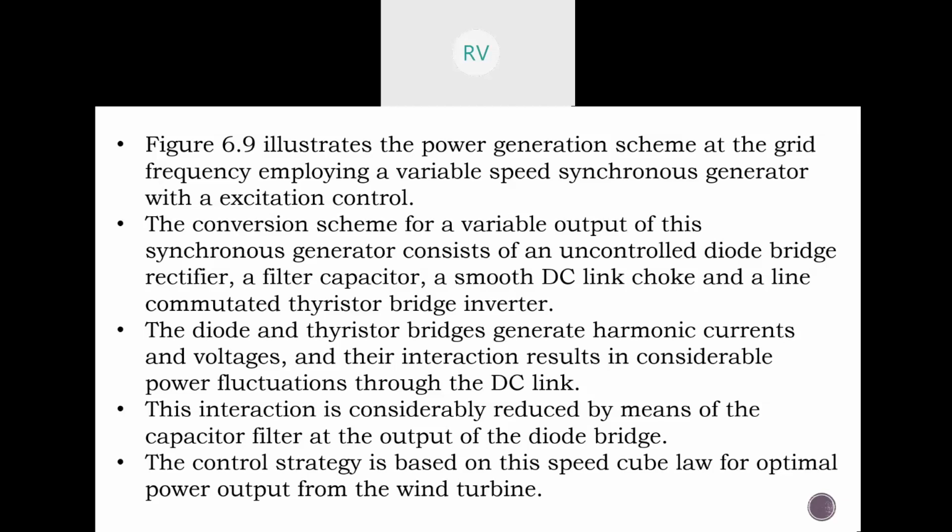The control strategy is based on the speed cube law for optimal power output from the wind turbine. Generally, we know that there is a speed cube law, right? The power will be proportional to the cube of the wind speed. This we know. In the first chapter itself, we have seen this. Based upon that, the control strategy is being prepared.